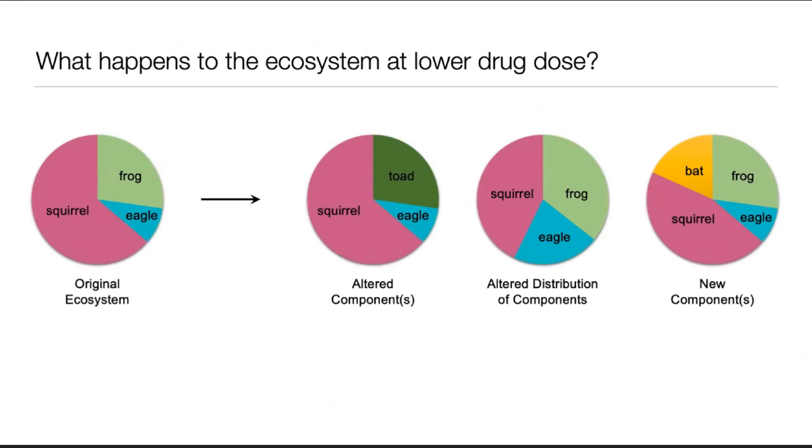So to carry this ecosystem analogy a little further, let's say you had frogs, eagles, and squirrels. One of the things that could happen is that the frog turns into a toad at low dose. So you go to a low dose, and what used to be a frog is now some different component. Another possibility is that you alter the distribution, so some things that were squirrels now become eagles. And yet another possibility is that you get some wholly new thing coming in entirely, like in this case, bats. And what I can tell you is that all of these things happen when you go from high to low dose. We see examples of all of these. So I'll lead you through a few of these.